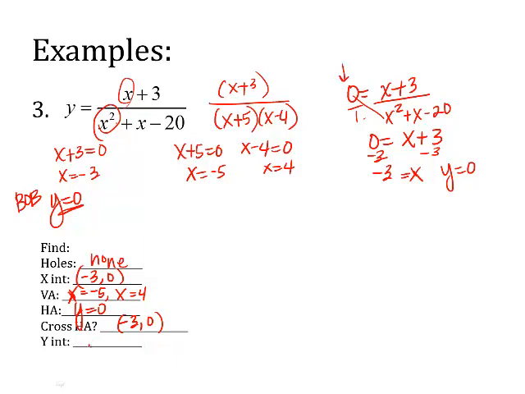All right? So what about the y-intercept? Lastly, y-intercept, remember you take your equation and plug in zeros everywhere there's an x and solve it. So I do 0 plus 3 over 0 squared plus 0 minus 20, which gives me 3 over negative 20. So my y-intercept is 0, negative 3/20. That's just barely under the axis. So let's graph this guy.